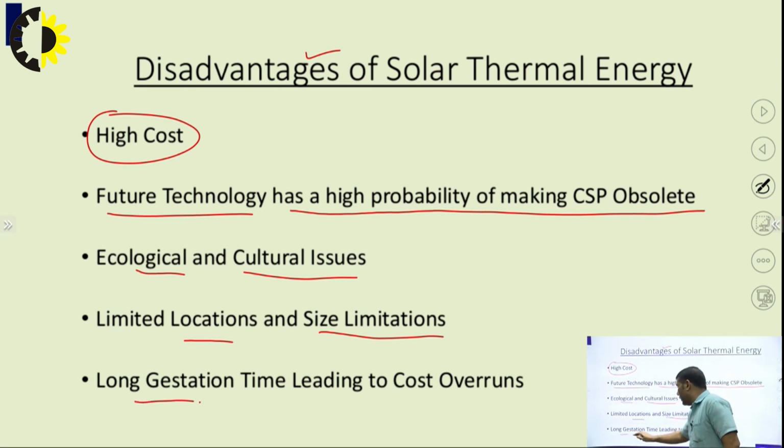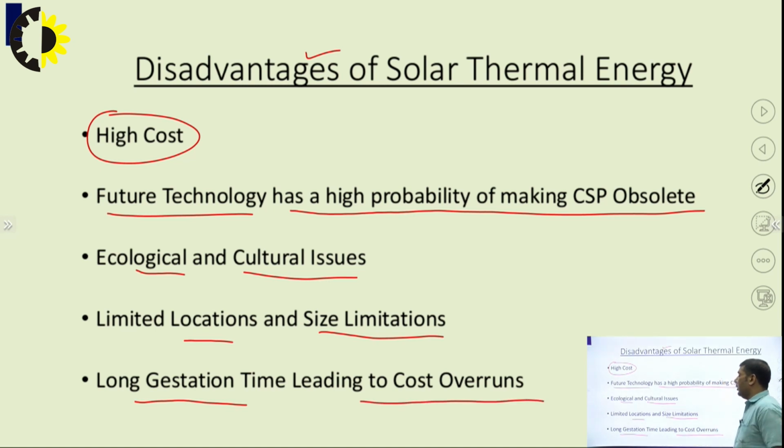So long gestation time leading to cost overrun. The gestation time is long in this case, so leading to the overall operational cost being high, or you can say cost overrun. Okay.